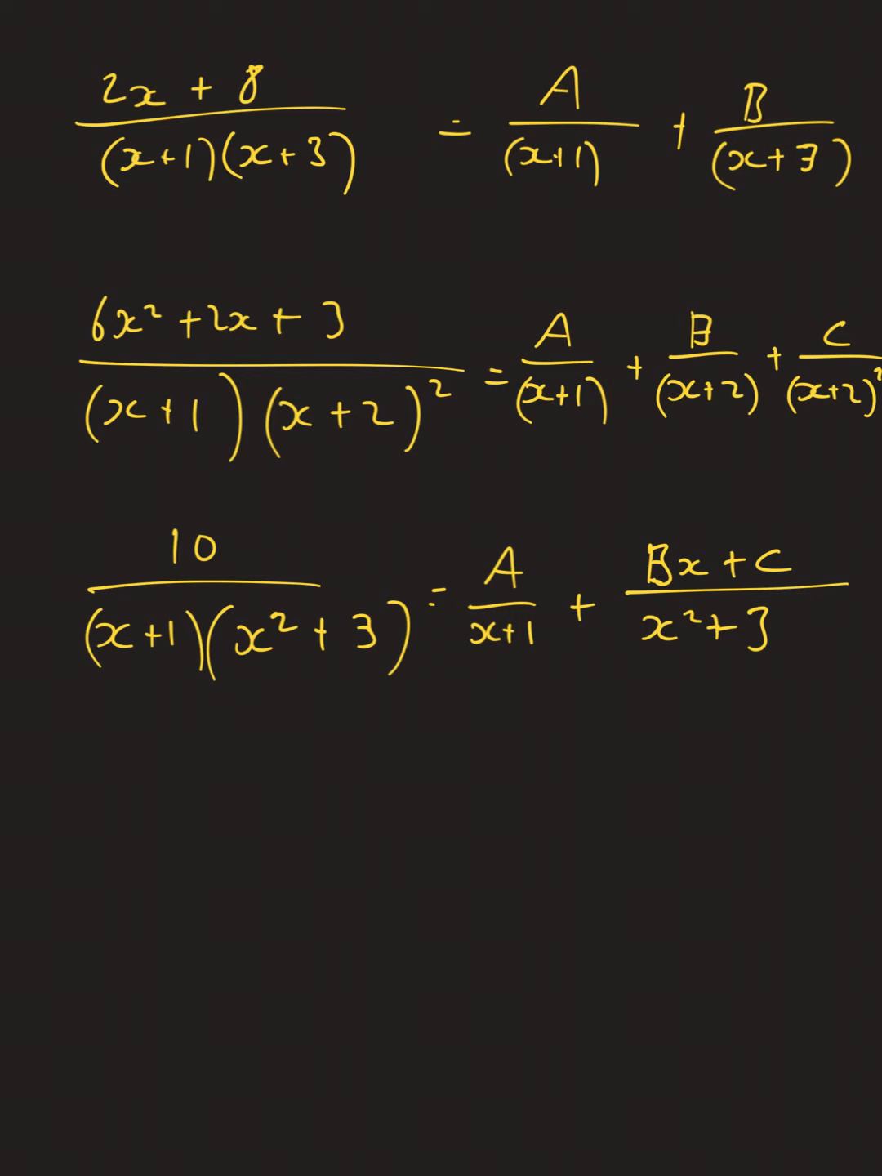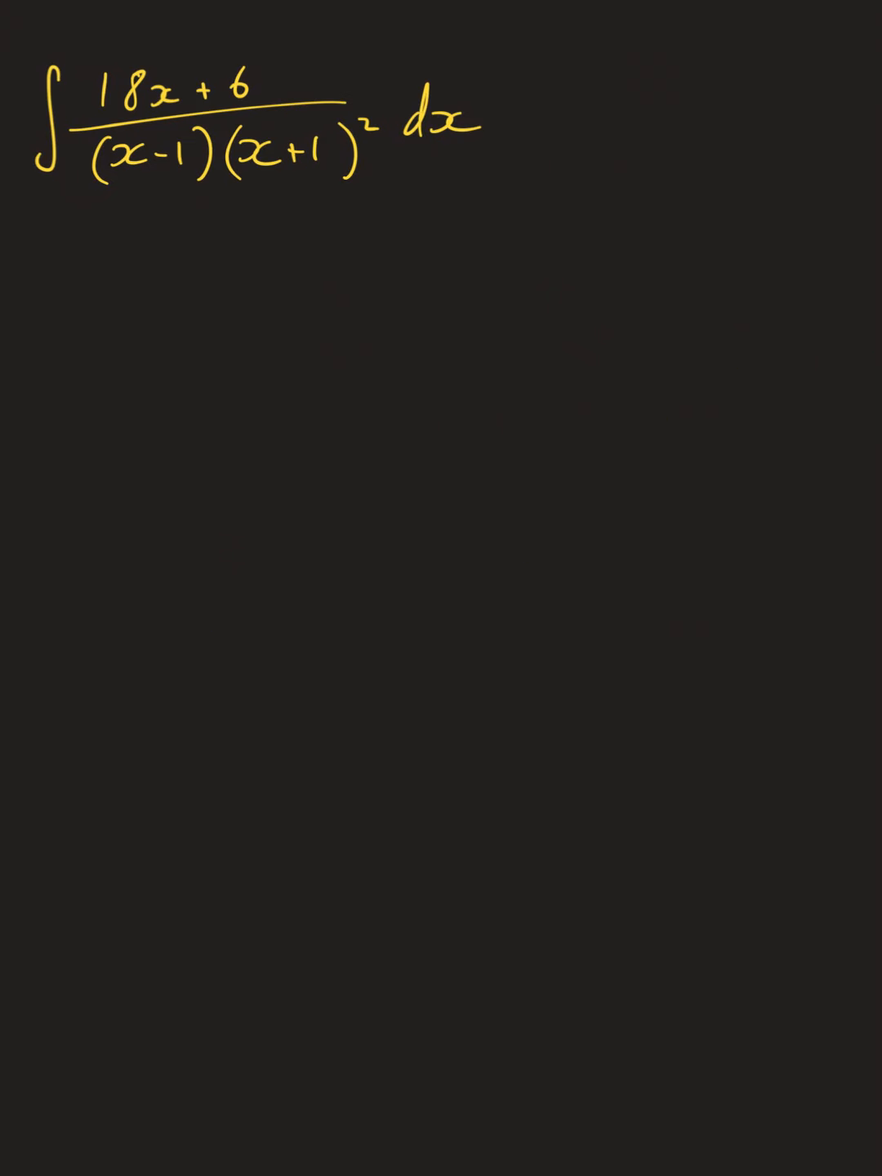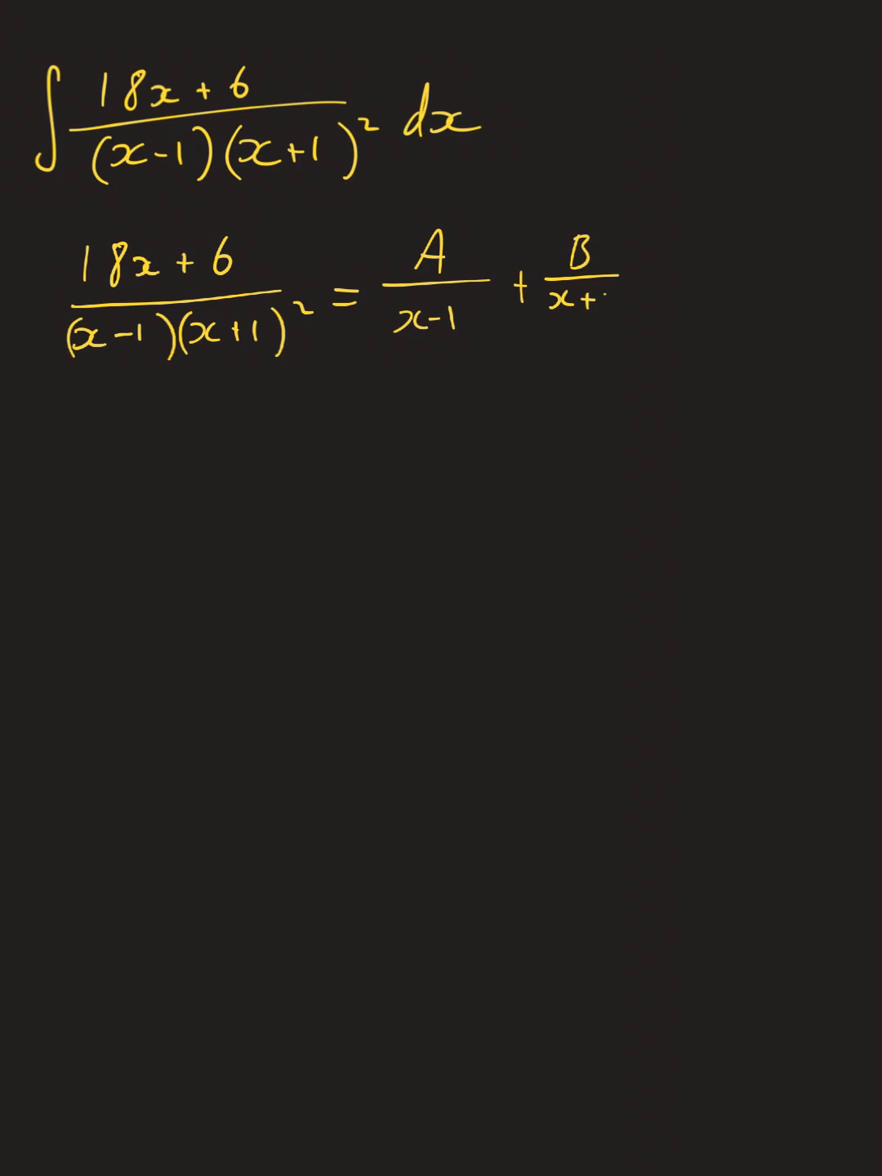So that is the way to break down each kind of denominator that you might encounter. We've done an example of the first type, so I'll now do an example for the second and third types. Let's try this one. 18x plus 6 over x minus 1 times x plus 1 squared. So this is a repeated factor in your denominator. The way to break up this function is to write a over x minus 1 plus b over x plus 1, and to account for the repeated factor c over x plus 1 squared.